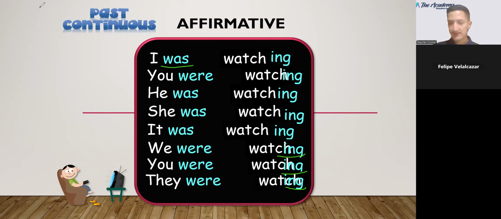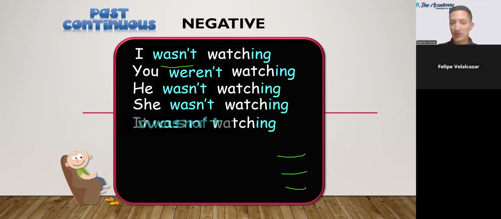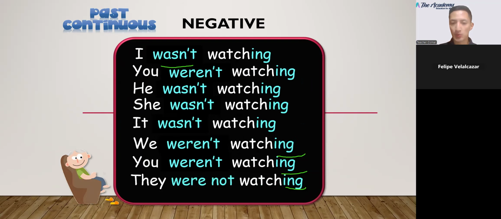Got it, Felipe? Yes? Yes, teacher, I got it. Excellent. This is in positive. And remember, in negative, it is very easy. We just need to add not. I wasn't watching, you weren't watching, he wasn't, it wasn't, we weren't, you weren't, and they weren't. Okay, but it's exactly the same. The action is continuous. Yo no estuve viendo, tú no estuviste. Remember, y siempre con el ing, viendo, no watching.